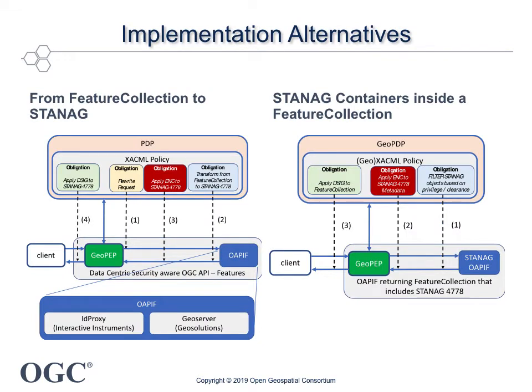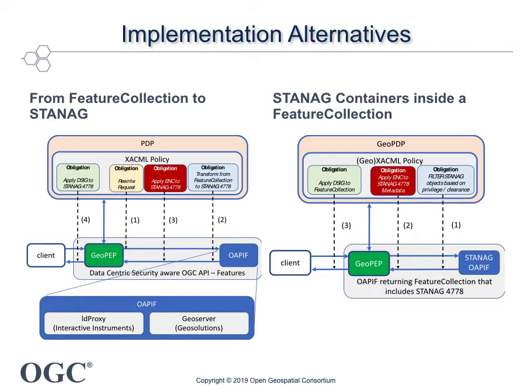Two different architecture alternatives have been implemented to test the combined use of NATO standards with OGC API features and feature collections containing GML encoded features. The first approach, from feature collection to STANAG, represents the ability to upgrade an existing OGC web feature service to STANAG encoded, encrypted and signed XML data representations.